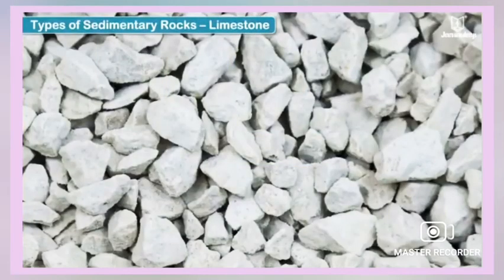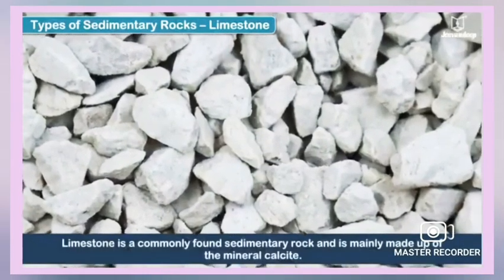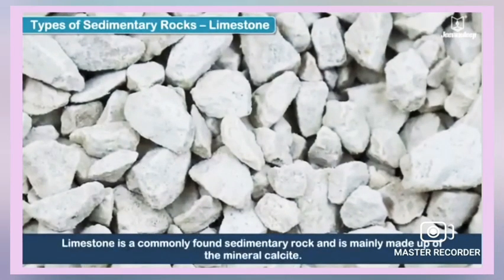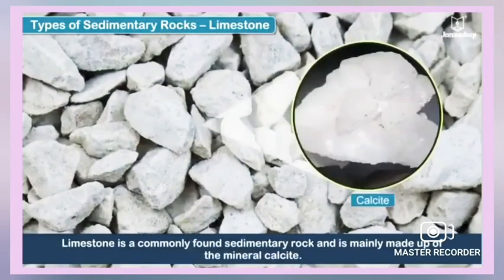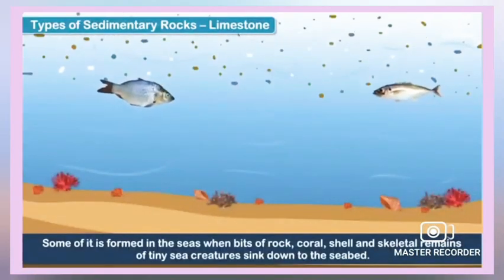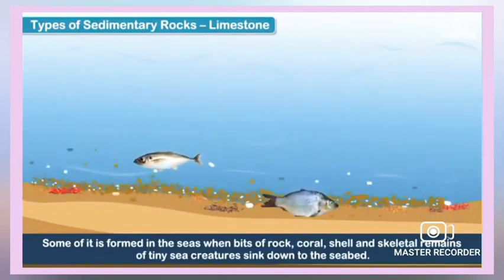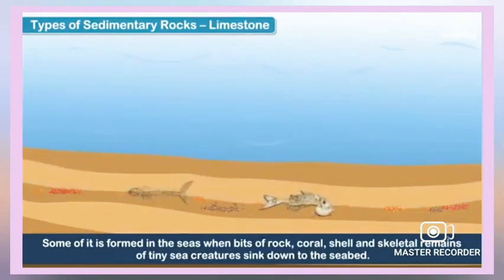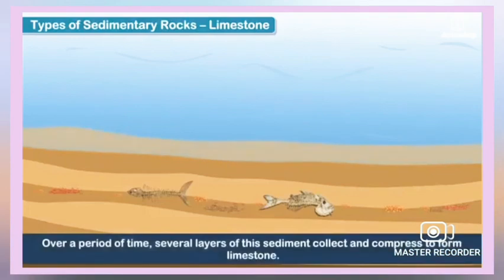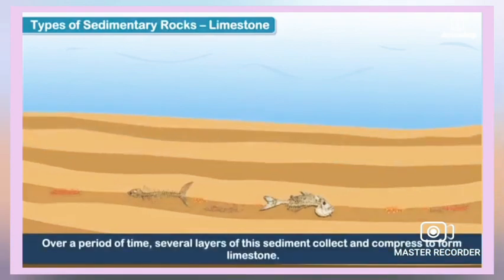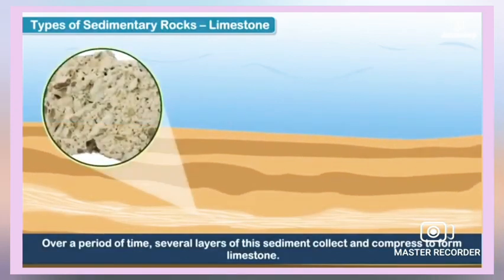Limestone. Limestone is a commonly found sedimentary rock and is mainly made up of the mineral calcite. Some of it is formed in the seas when bits of rock, coral, shells, and skeletal remains of tiny sea creatures sink down to the seabed. Over a period of time, several layers of this sediment collect and compress to form limestone.